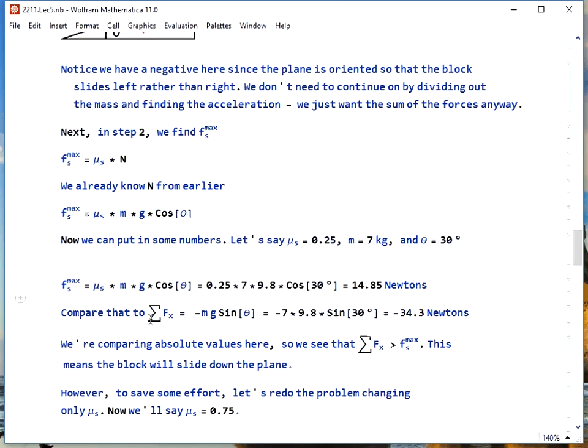Then we compare that to the forces acting on the mass, trying to move it. This is just negative mg sine theta like we found before. We calculate that, it's negative 34.3 newtons. Now when we compare these two things, we're comparing absolute values. They're obviously going to go in different directions. So what we get is the applied force is greater than Fs max, so this block will slide down the plane.